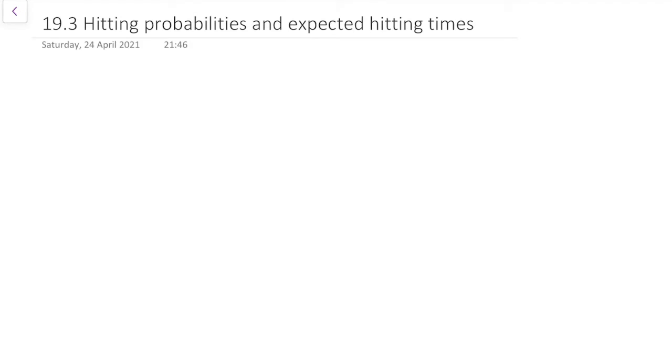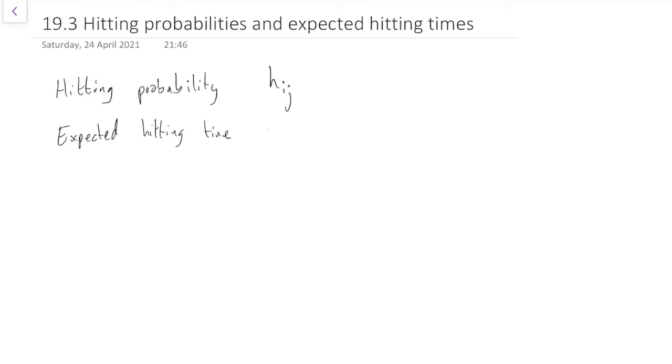Just as a reminder of the notation we used, the hitting probability was Hij, the probability that starting from i, you at some point in the future hit j. And similarly, the expected hitting time, the notation we used for that was this Greek letter eta. Eta ij is the expected amount of time until you hit j starting from i, which will be infinite unless Hij is 1. We'll use the same notation in continuous time.